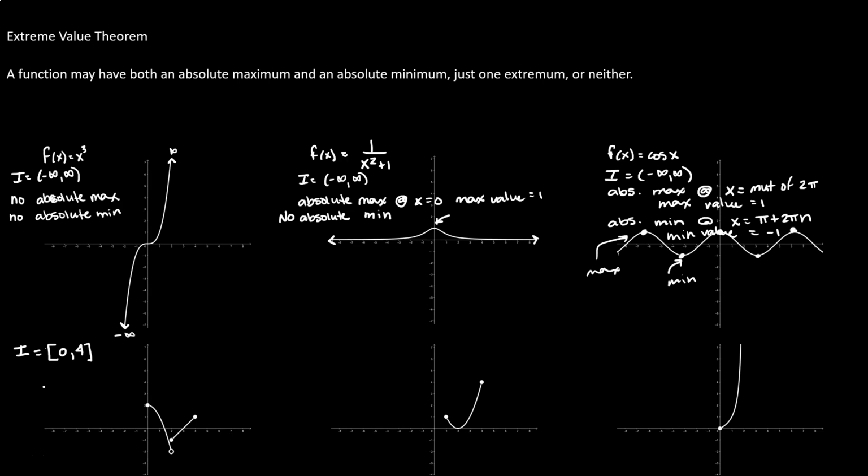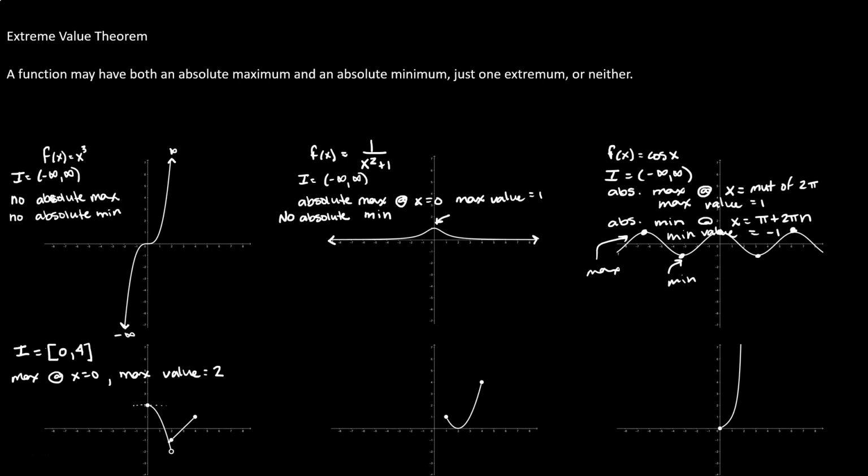If I wanted to pick a maximum value, I would just look for the largest y value for any of the points on the graph. And that looks like right here at 2. So our max occurs at x equals 0, and the max value is 2.